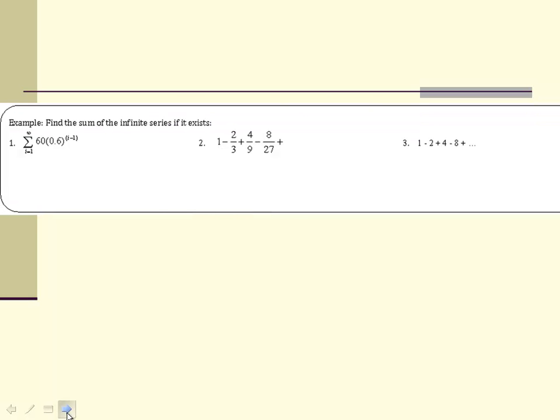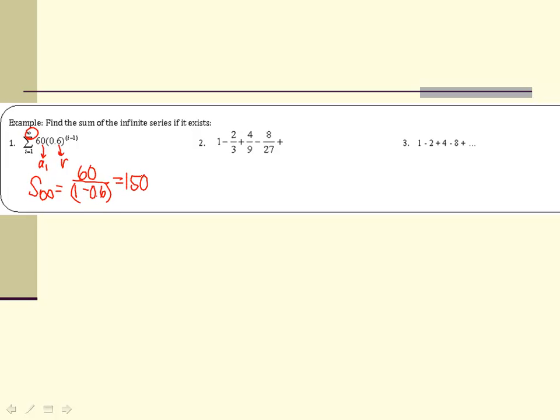Let's take a look. Find the sum if it exists. Well, let's start, and they're going to tell you to go to infinity, which is nice. This 60 is our first term. This 0.6 is our r. Is 0.6 between -1 and 1? The answer is yes. Since it is, I can take the infinite sum. So I do my first term, 60, over 1 minus r, which is 0.6. I stick this in my calculator and put parentheses. You end up getting 150.